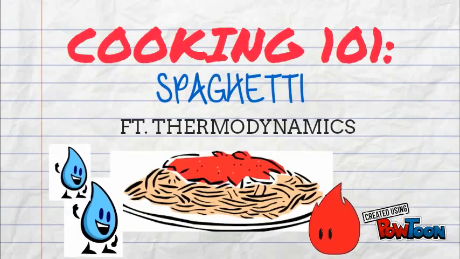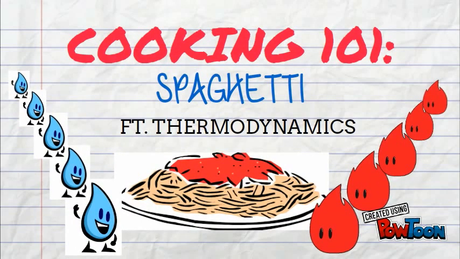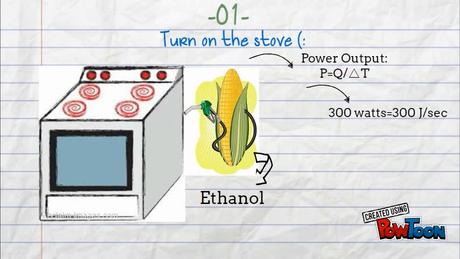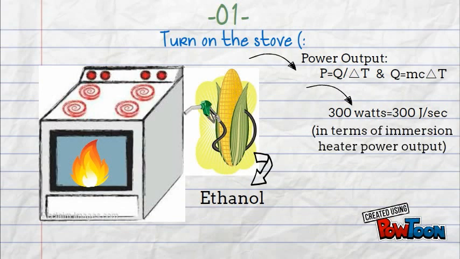Welcome to Cooking 101, How to Make Spaghetti, featuring thermodynamics. The first step in cooking anything is to turn on the stove. We will be using ethanol as a fuel for the stove, which has a power output of 300 watts.